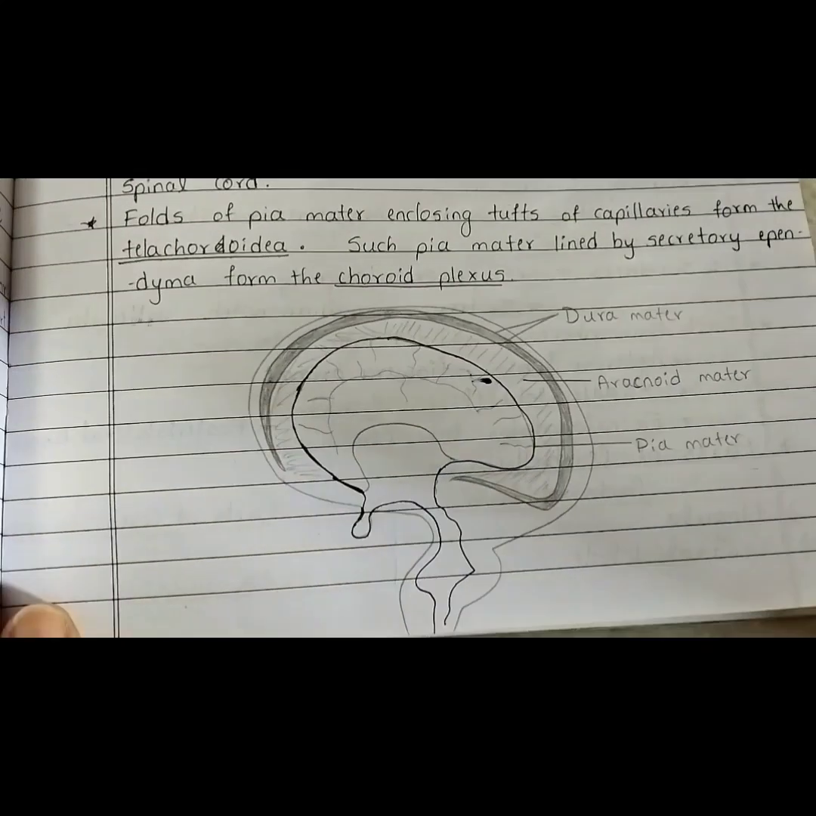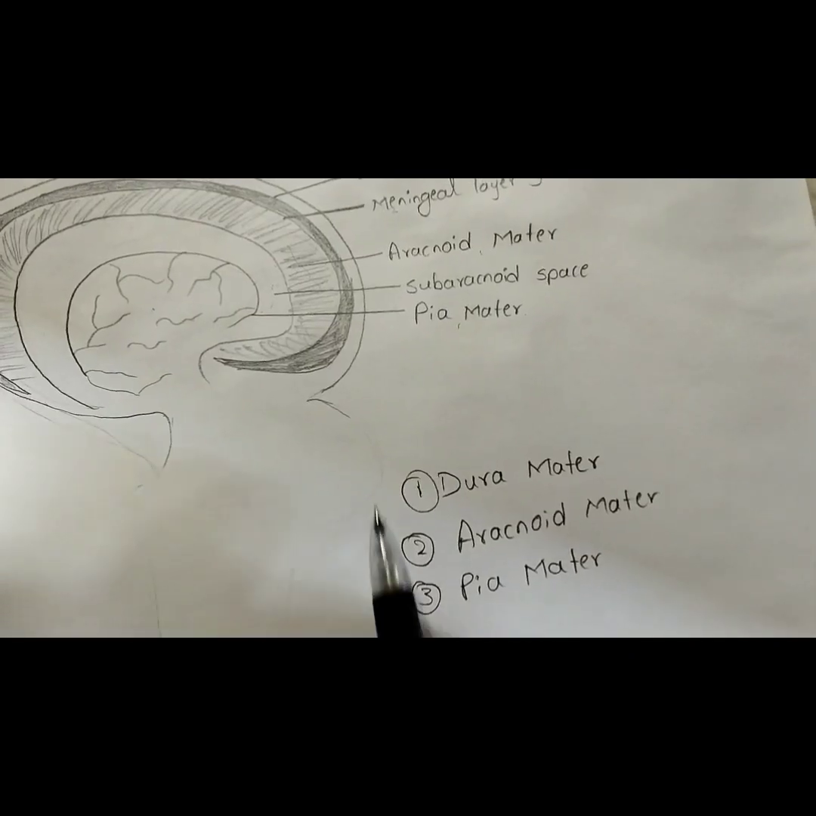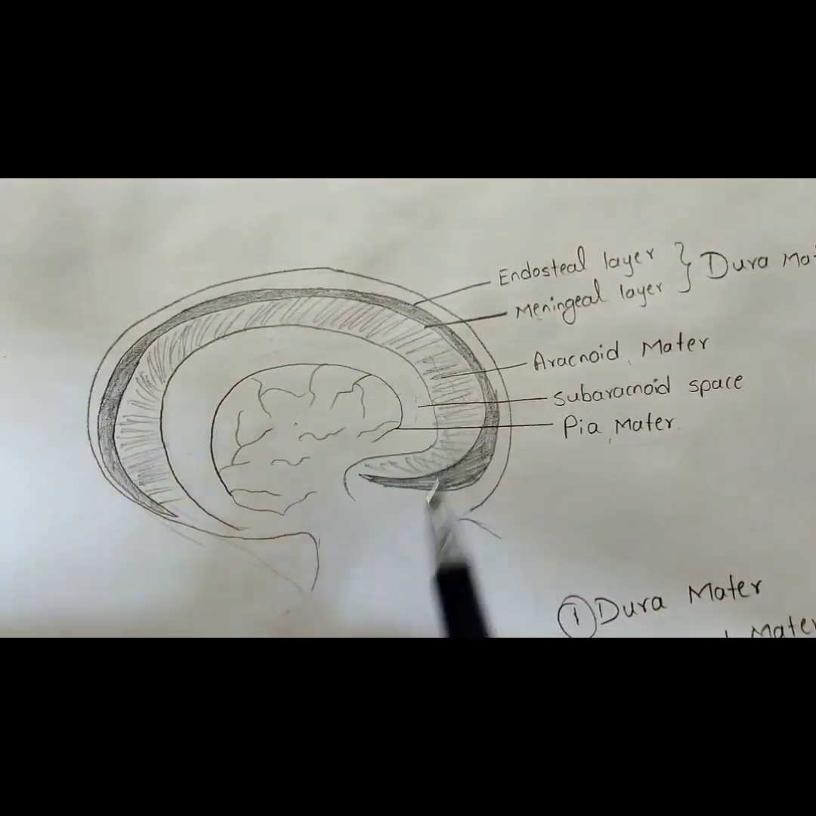And here is the diagram. I have already shown you in the beginning of my video. You can refer to it. So here we finish the three layers of the meninges of the brain.